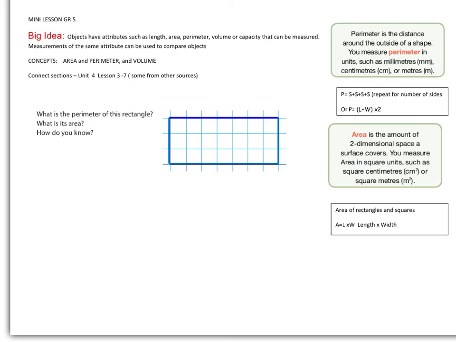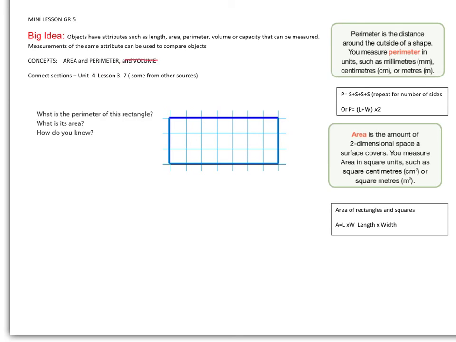Just again, a reminder, our big idea is that objects have attributes such as length, area, perimeter, and volume or capacity that can be measured. Measurements of the same attribute can be used to compare objects. So today we're going to be comparing area and perimeter, not volume. I've taken that part out and made it a separate lesson. It's too much all at once. So area and perimeter is what we're going to look at.